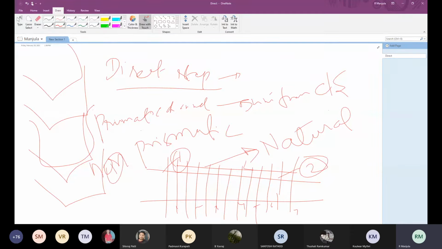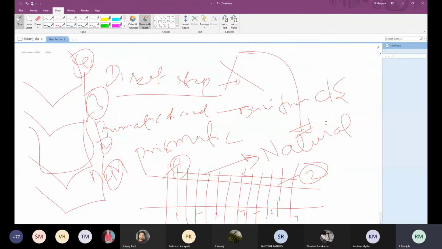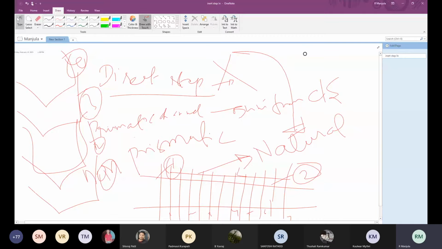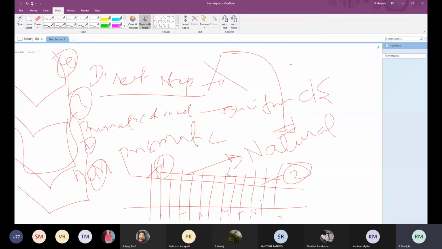So if I have 3 or 4 different cross sections, then I cannot use this direct step method for non-prismatic channels. Then what can I do for non-prismatic channels? I can go for what is called the standard step method. What is the procedure you are going to follow in the standard step method?